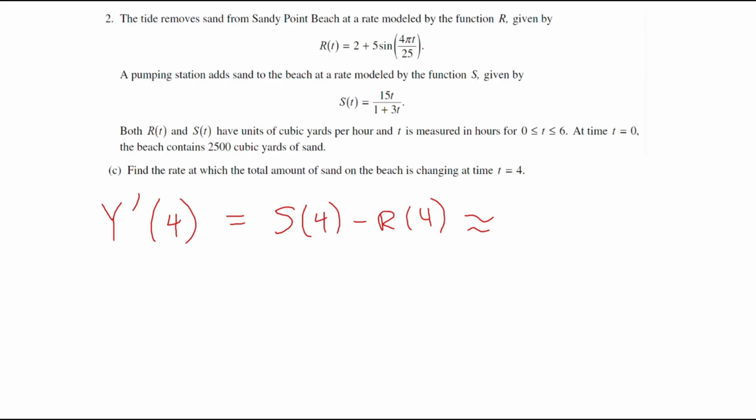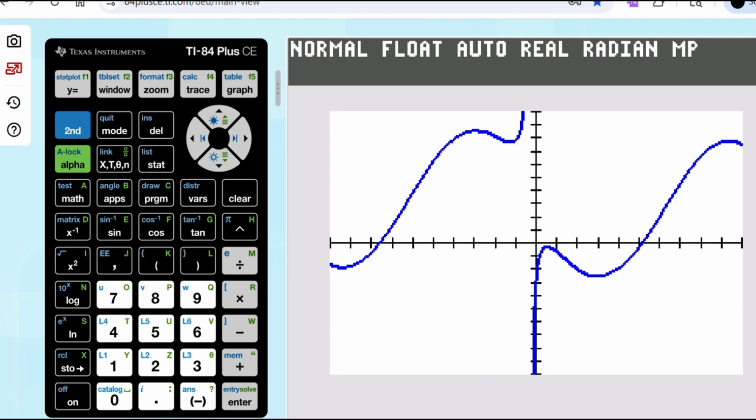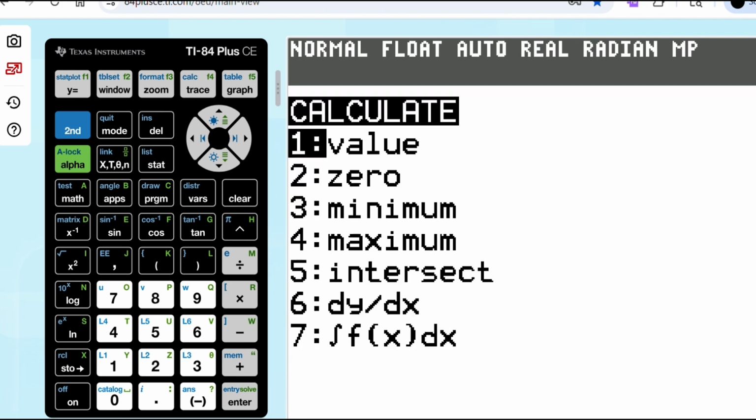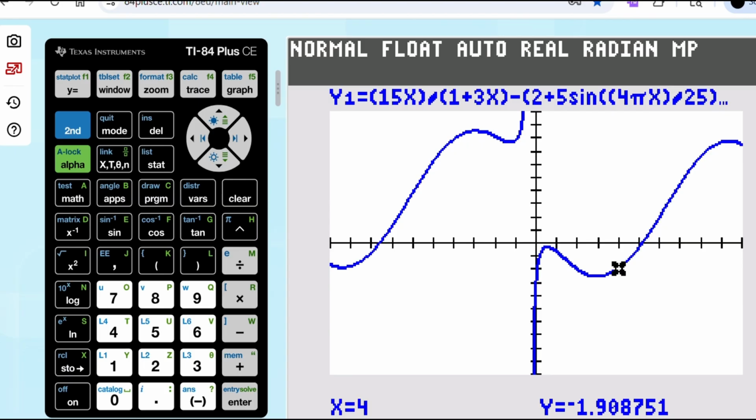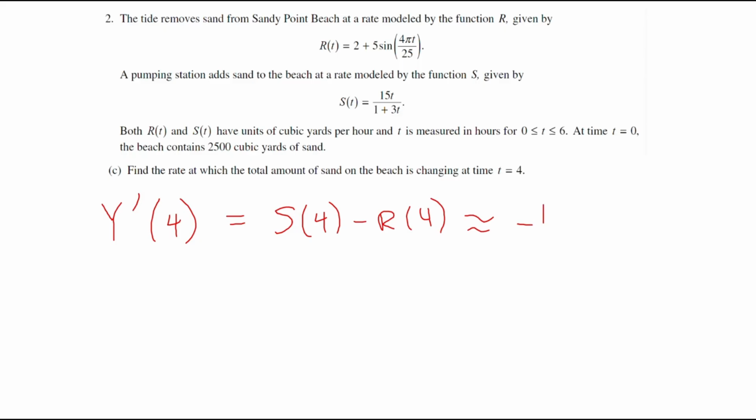So rather than having typed that all into our calculator, we can just hit second, trace, and choose option 1 for value, and just type in a 4. It'll tell you that at x equals 4, you get negative 1.908751, or negative 1.909. And now you don't have to type that function multiple times. Right? You've already got it in there.